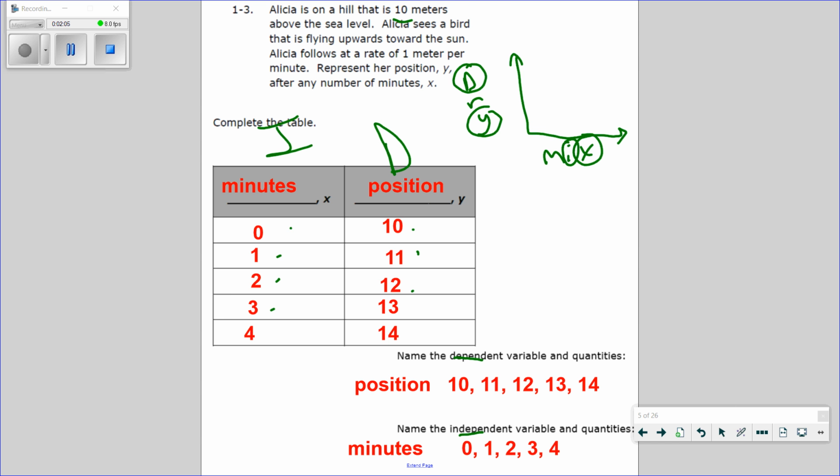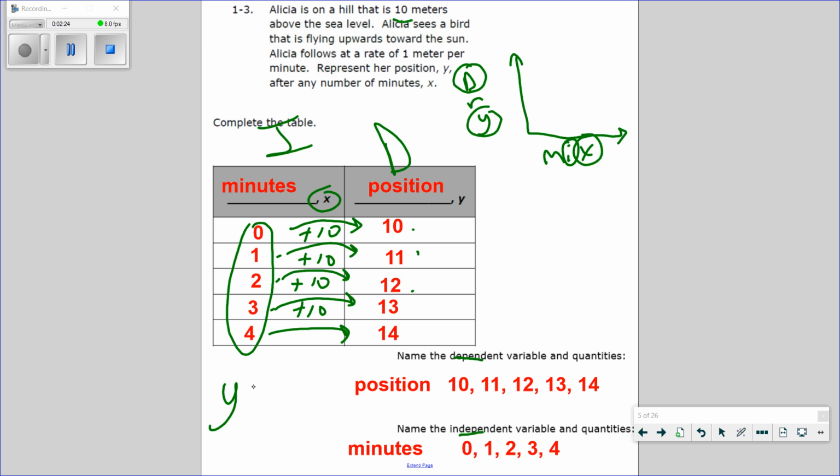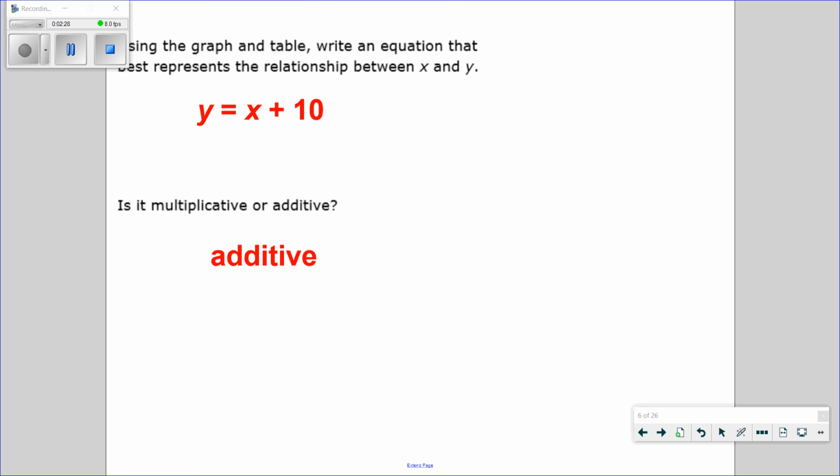So I always tell kids, draw an arrow from x to y, arrow from x to y, arrow from x to y. How do you turn a 0 to 10? Plus 10. 1 to 11? Plus 10. 2 to 12? Plus 10. 3 to 13? Plus 10. These numbers are about the minutes. What letter do you see here? X. y equals x plus 10. And then we add to find the answer.